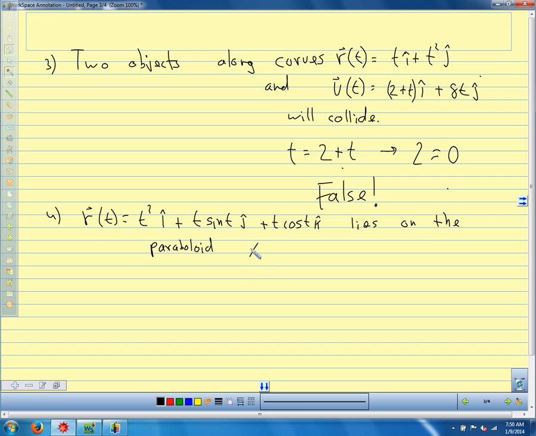X equals y squared plus z squared. We want to know if that's true or false. This is kind of like the last example we did.